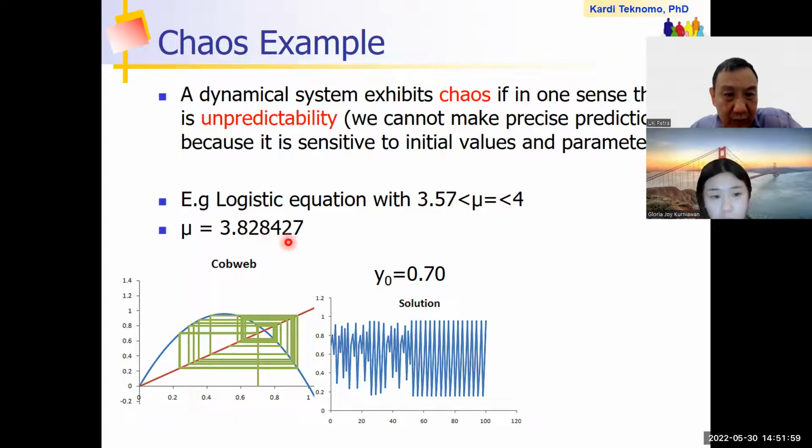to 3.828427. Because this is very sensitive, you will get a lot of numbers behind the decimal. Okay? So try this number, and then initially you set 0.7. What will happen? So you see, if you set 0.7, I tried. It will become, first time is like this, and then suddenly constant, right? Did you get it?